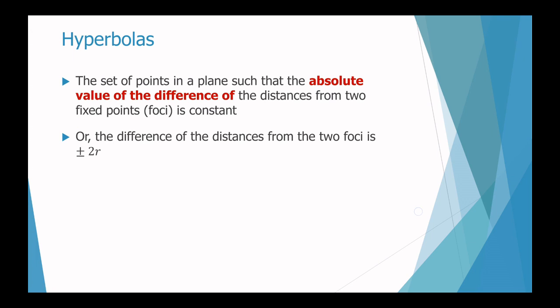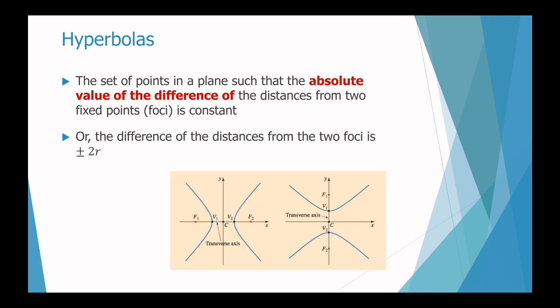Hyperbolas, that's another process that happens, and we'll talk about how they're a little bit different than an ellipse. The set of points in a plane such that the absolute value of the difference of the distances from the two fixed points is constant, or the difference of the distances from the two foci is plus or minus 2r. And did I have a picture? I did. Great.